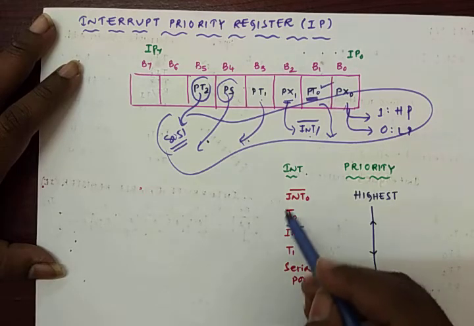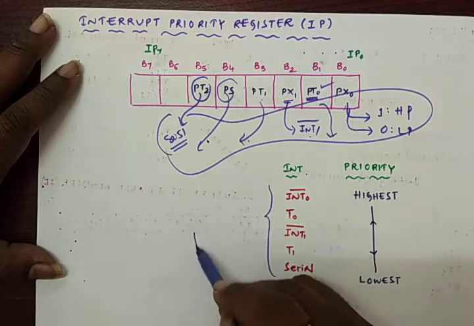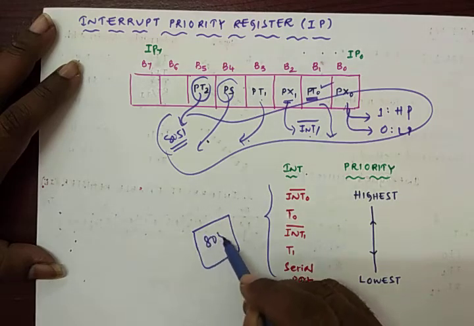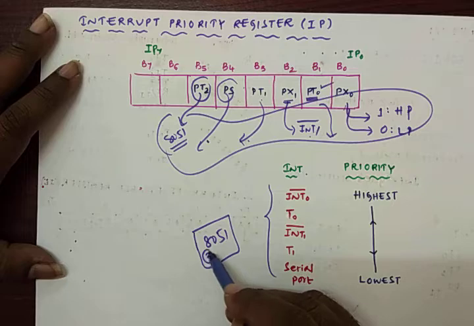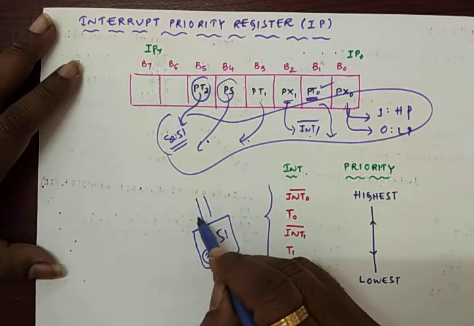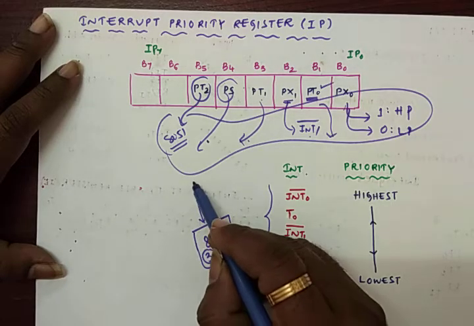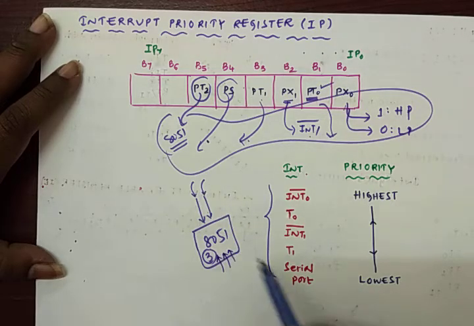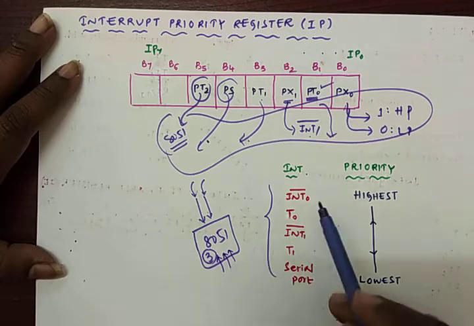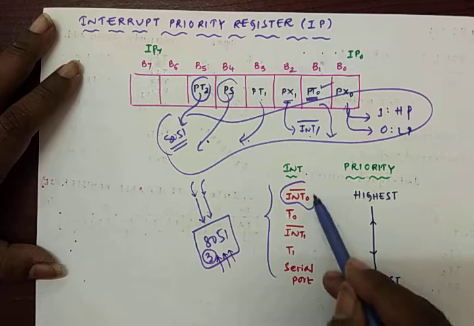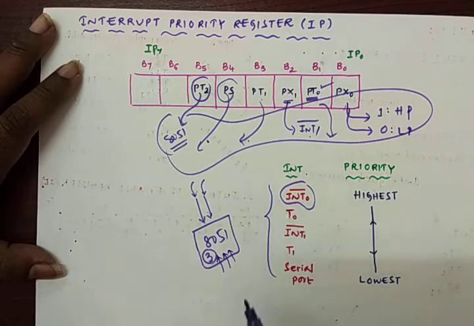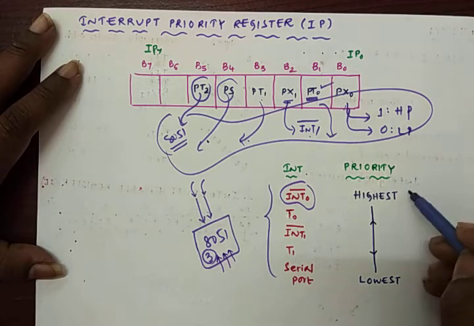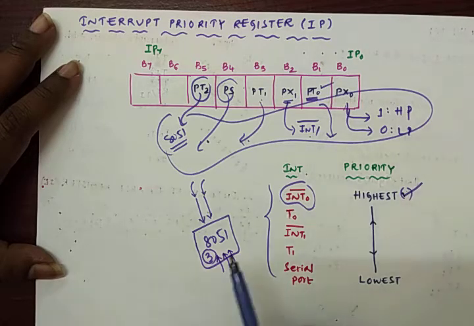For example, take the 8051. Internally it has 3 interrupts, and externally it has 2 interrupts. Suppose all the interrupt signals are enabled at a time. In such a case, interrupt 0 will have the highest priority, so interrupt 0 will be served first.